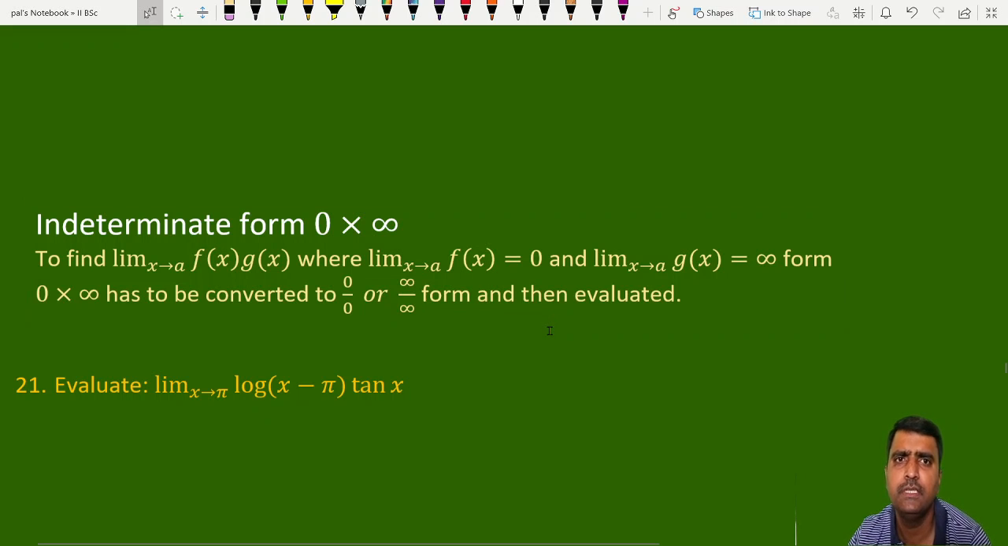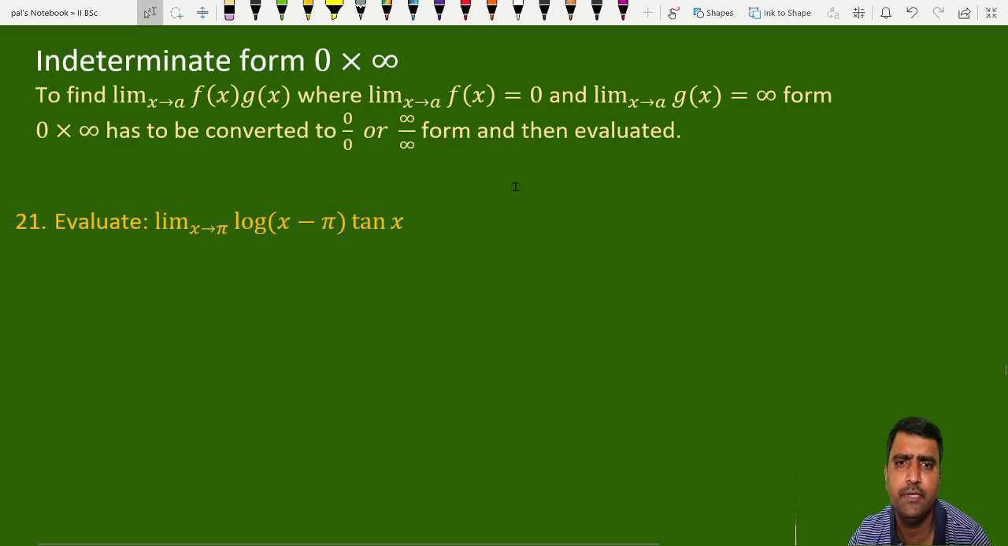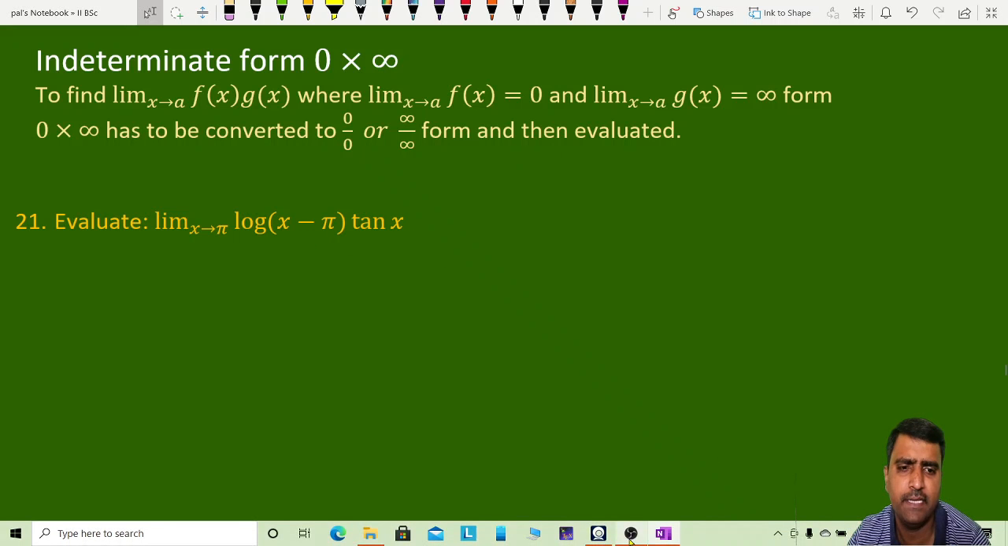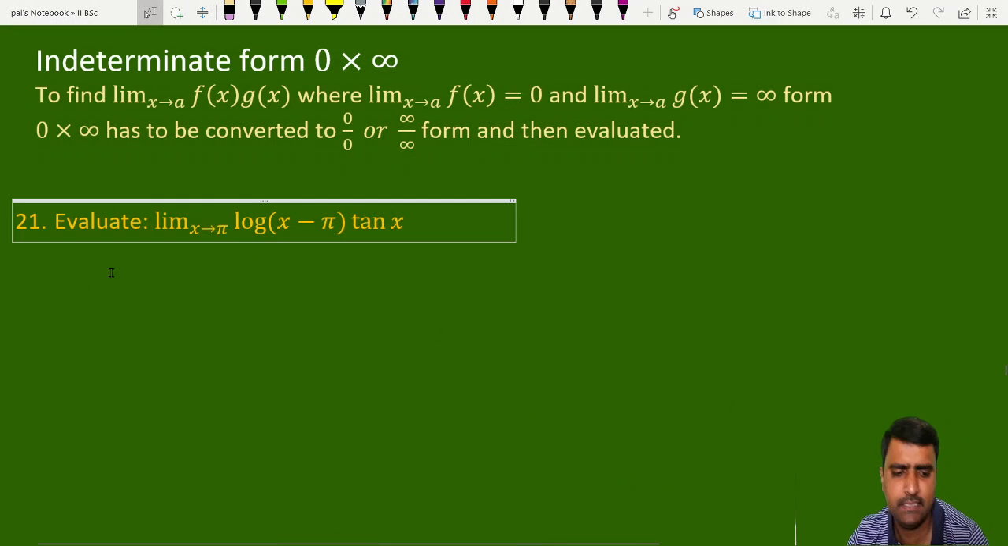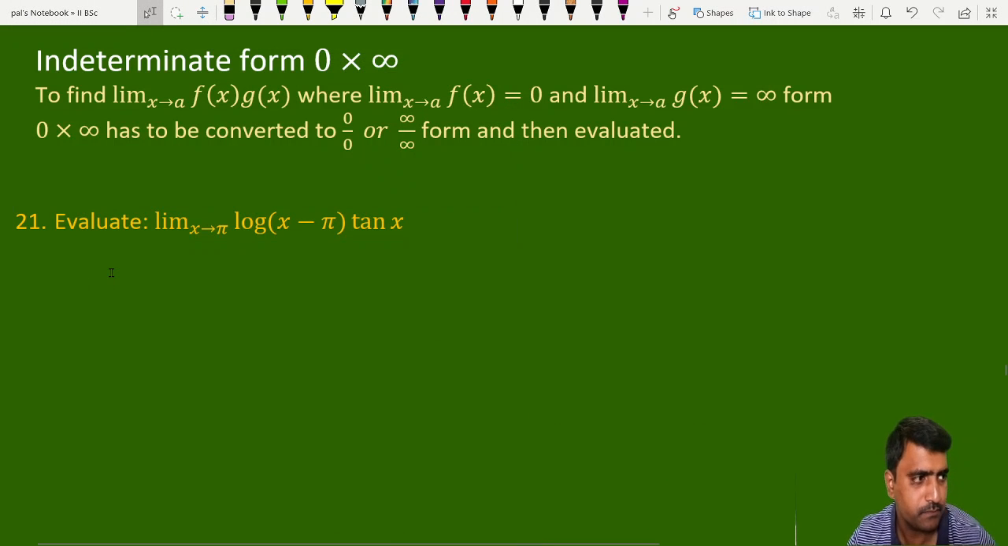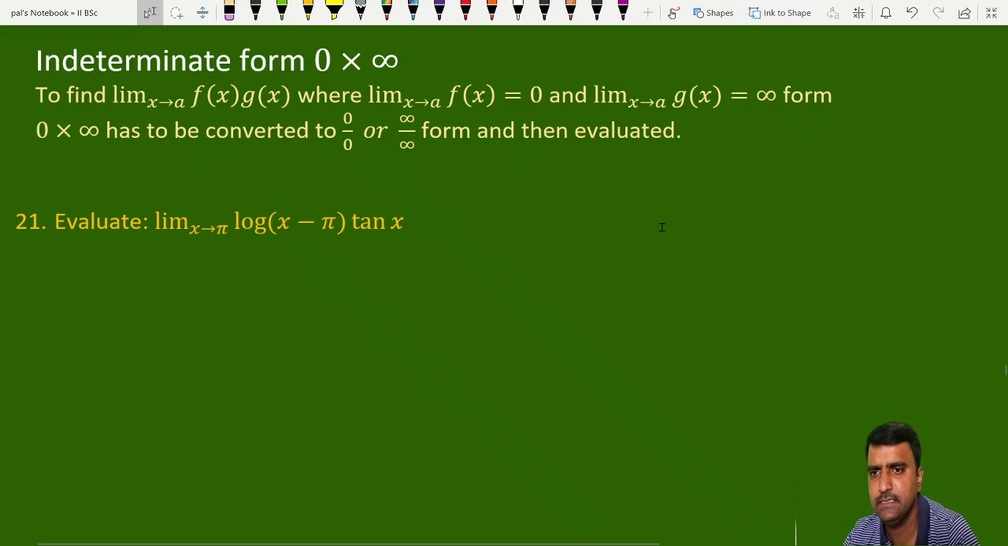Reduce it, and after that we can apply the L'Hospital rule. Okay, see one example of 0 into infinity form. Evaluate the limit as x tends to pi of log of x minus pi into tan x.